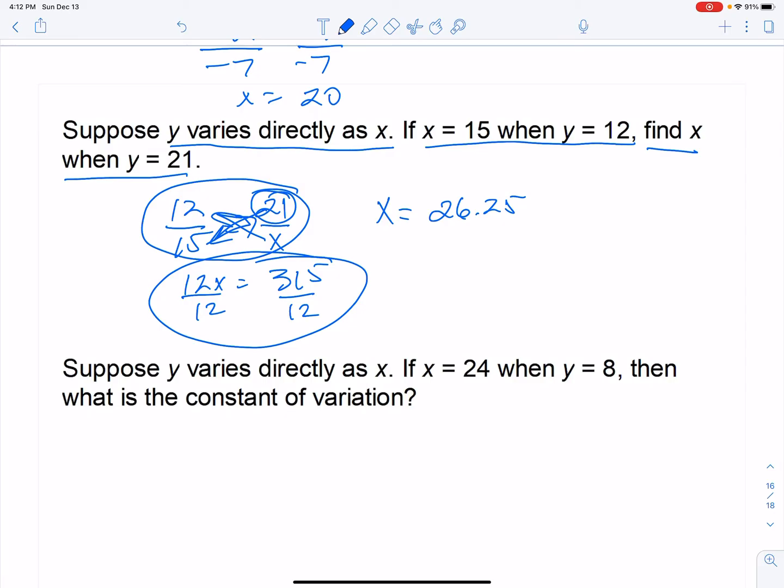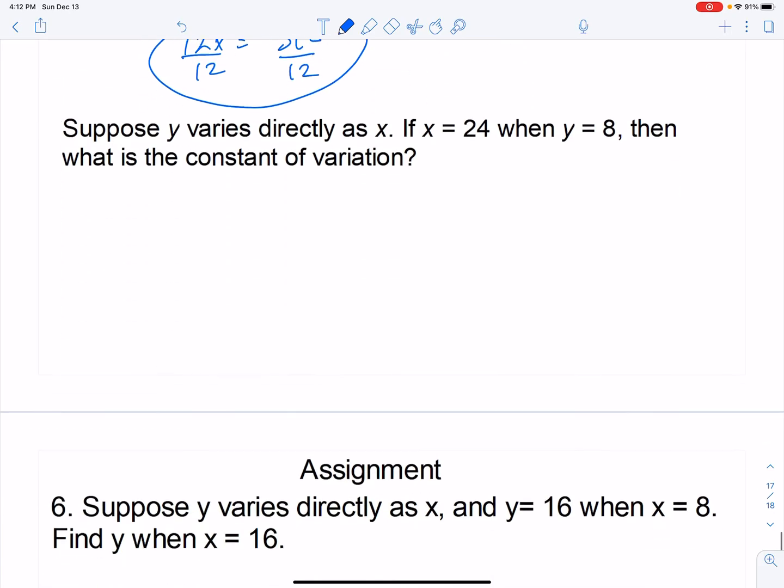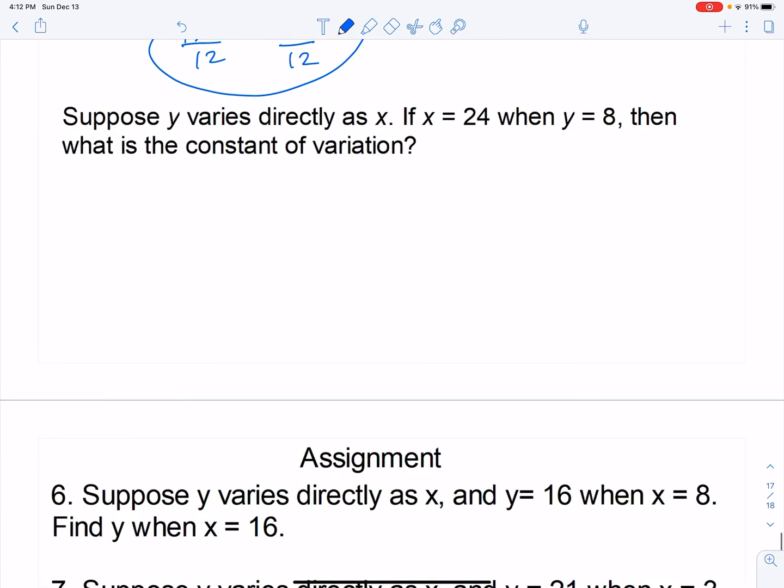Okay, now we've got one more type of question that you might see occasionally, and that would be this last one here. It says, suppose y varies directly as x. If x is equal to 24 when y is equal to 10, then what is the constant of variation? Okay, so what is the constant of variation? Well, we know constant of variation is just the slope. Okay, it's all it amounts to.